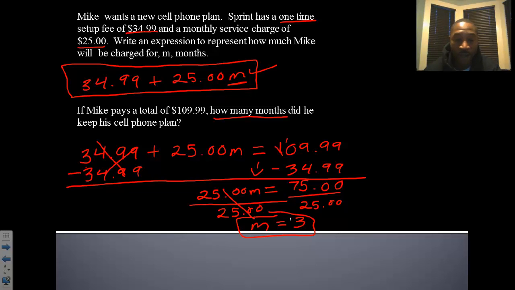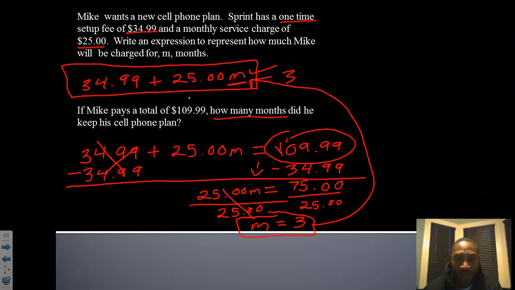So what does that mean? That means if I come back up here, M is equal to 3. So this means that Mike must have kept his cell phone for 3 months for it to be 109. Well, let's see if that makes sense. Well, we said he pays $25 a month. So 25 one month, 25 another month, and 25 another month. That equals $75. Wait a minute, but I thought he paid 109.